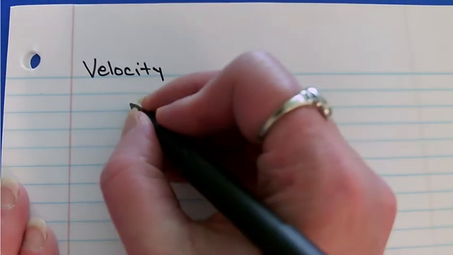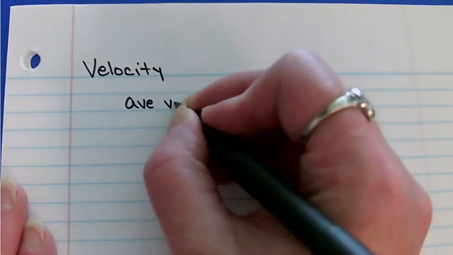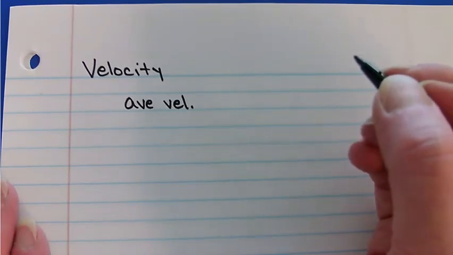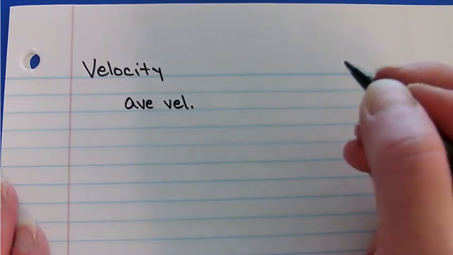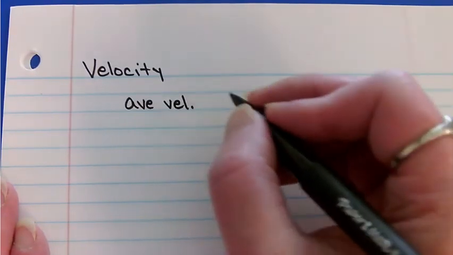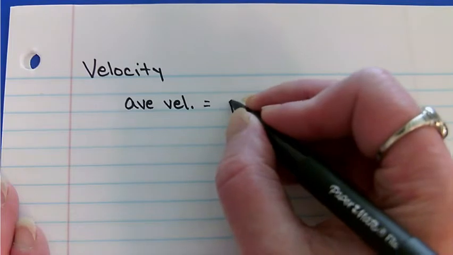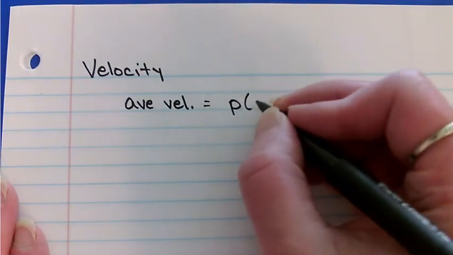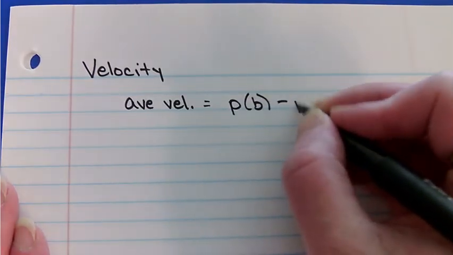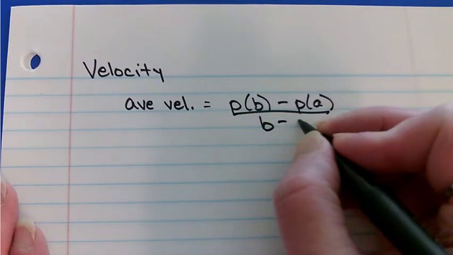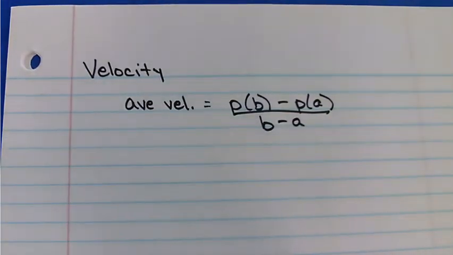Let's say I want to know the average velocity of an object. Well, I would take the position, and I'll use P for position, the position at one value, like at B, minus the position at the beginning, divided by the change in time. So it's the change in position over the change in time.